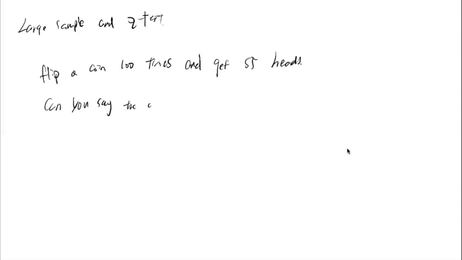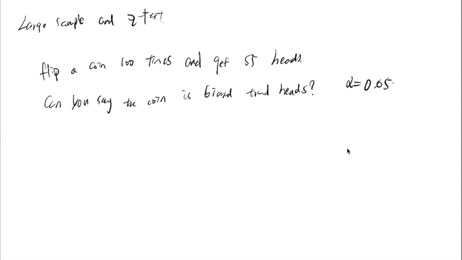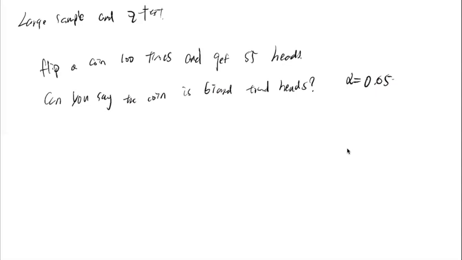The problem is: if you flip a coin 100 times and get a total of 55 heads, can you say that the coin is biased toward heads? We're given a significance level of 0.05. Remember, this is a hypothesis test. We need to first write the null hypothesis and the alternative hypothesis.